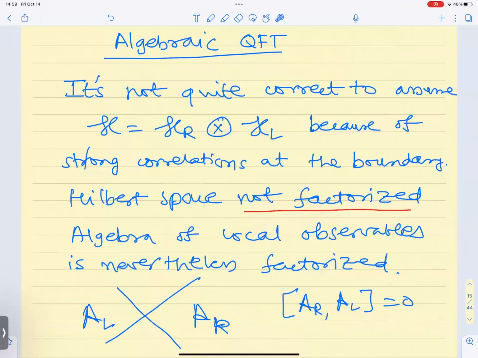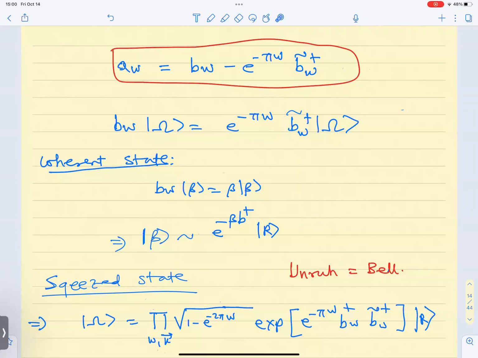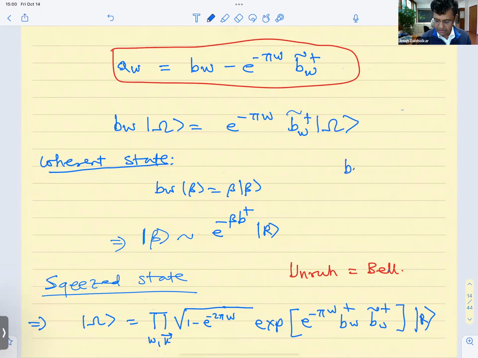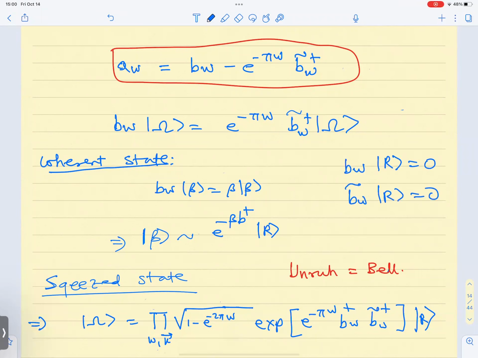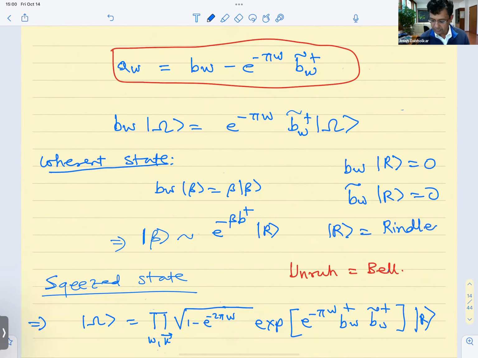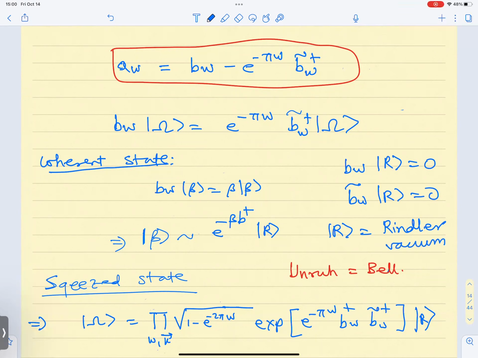Sorry, what is the state R? State R is the vacuum annihilated by B and B tilde. But omega is the Minkowski vacuum, so what is the vacuum of R? R is the Rindler vacuum. So B omega R is equal to 0 and B omega tilde R is equal to 0. It is the state in which the Rindler observer records no particles. It is the vacuum of the uniformly accelerated observer. Both B and B tilde annihilate R?